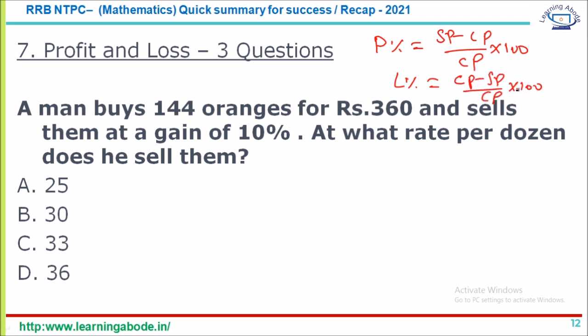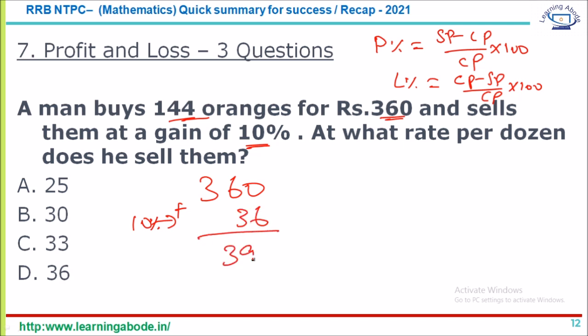Then the relationship between profit, loss and discount, all that is very important. So here, a man buys 144 oranges for 360 rupees and sells them at a gain of 10%. See, 360 rupees, now 10% profit. 10% of 360 is 36 rupees, so 396. So the 360 is the cost price.